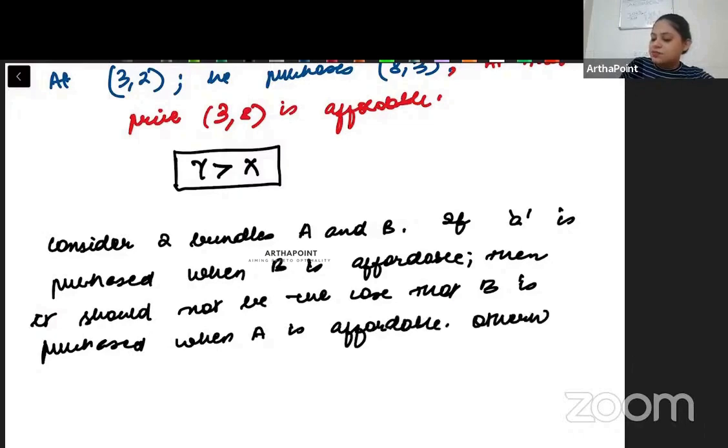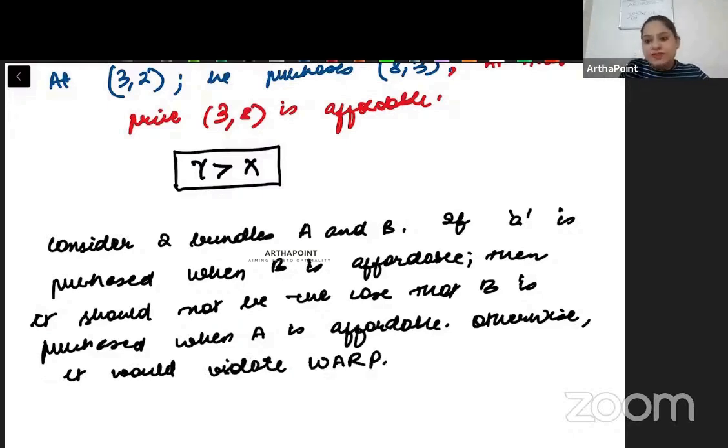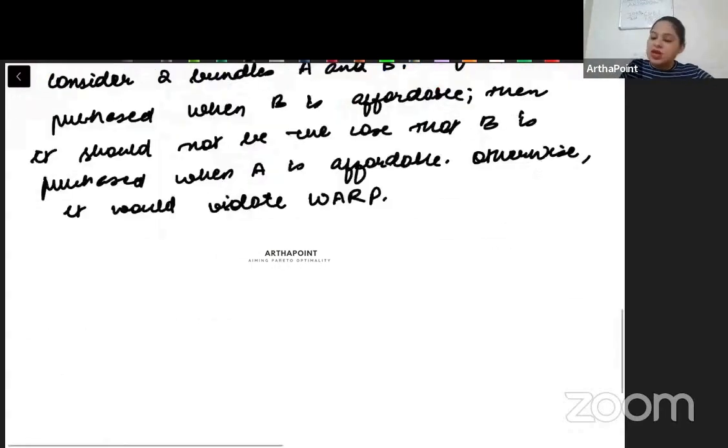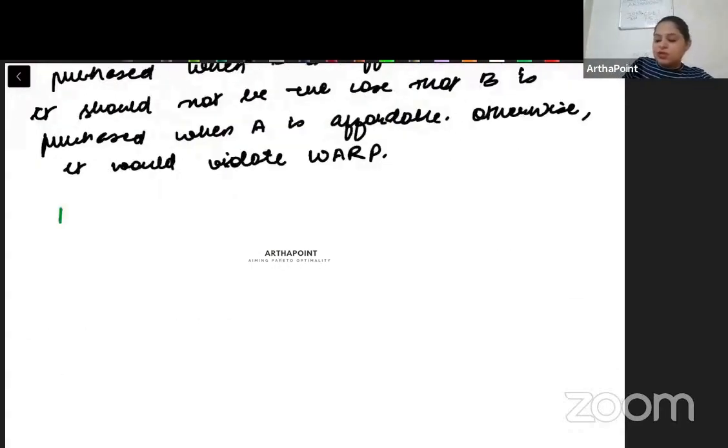Otherwise, it would violate what? So if A is revealed preferred to B, B should not be preferred over A. Then violating what happens? And this is what happens in the first case. Let's quickly do it for person B.